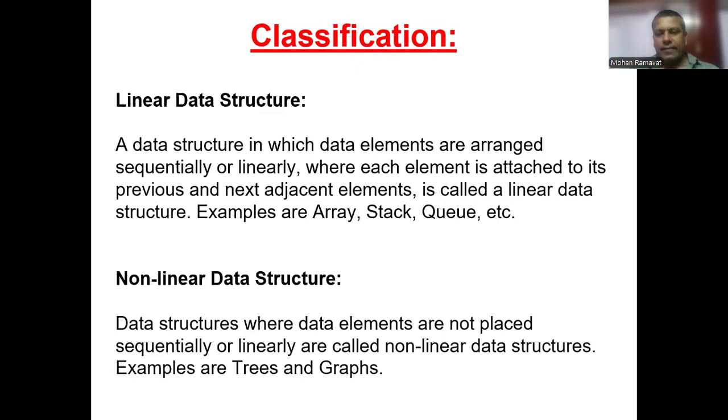And in a non-linear data structure, the data items are not arranged in an adjacent manner. That means the data elements are not placed adjacently, that is, they are not placed sequentially or linearly. That is called a non-linear data structure. There are certain examples like trees and graphs. These data structures are a little complicated, so in the coming classes we'll be discussing them.